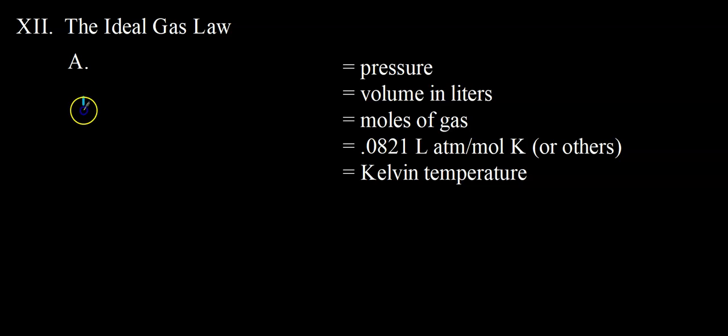So here it is. The ideal gas law reads PV equals nRT. P is the pressure of the gas. Now in your notes it says in atmospheres, but it doesn't have to be. This will have implications in just a bit, as we'll see. It could be in atmospheres, torr, millimeters of mercury, or kilopascals. V is the volume, which has to be in liters. So if it's not given to you in liters, convert it to liters.